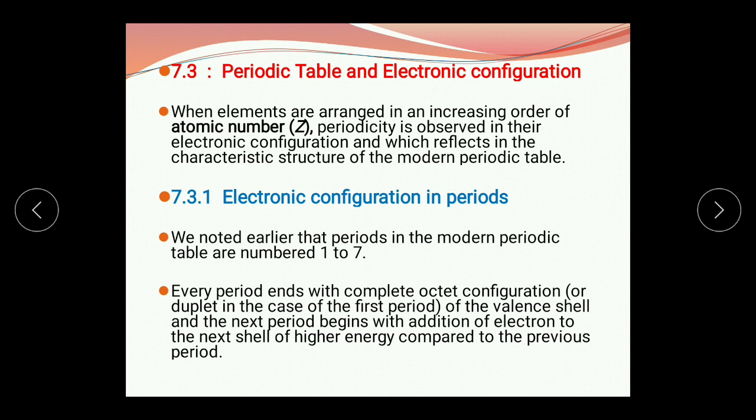That means the second shell, L shell, has 2 subshells, S and P. S can accommodate 2 electrons, P can accommodate 6 electrons. That means total 8 electrons. So the second shell has a capacity to accommodate 8 electrons.